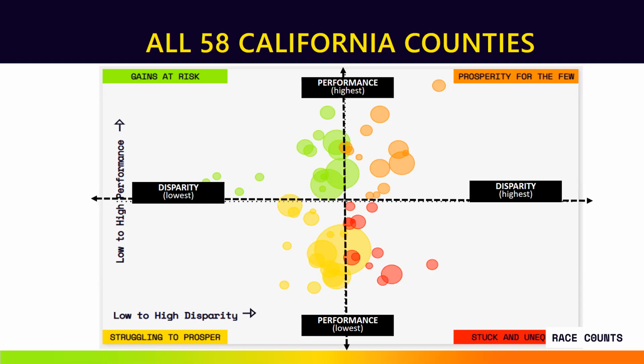Last, we look at impact. Each of the colorful bubbles you see on this graph represents one county. The size of each bubble represents that county's population size, with the smallest counties illustrated here by the smallest bubbles, and the largest counties illustrated by the biggest bubbles, for example.